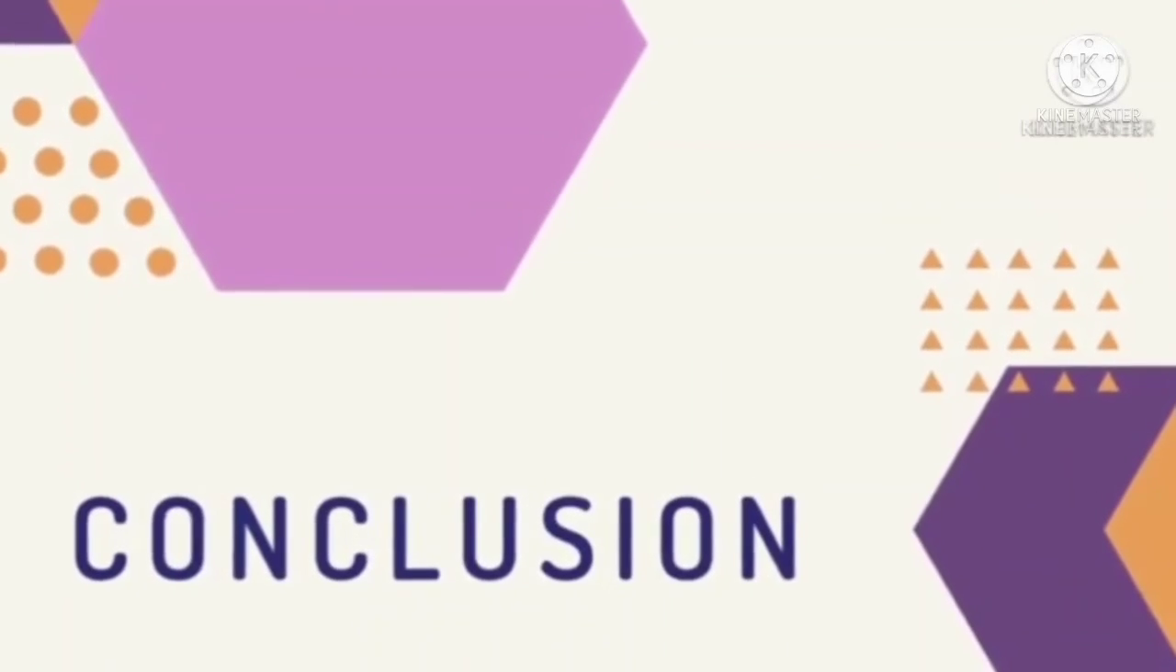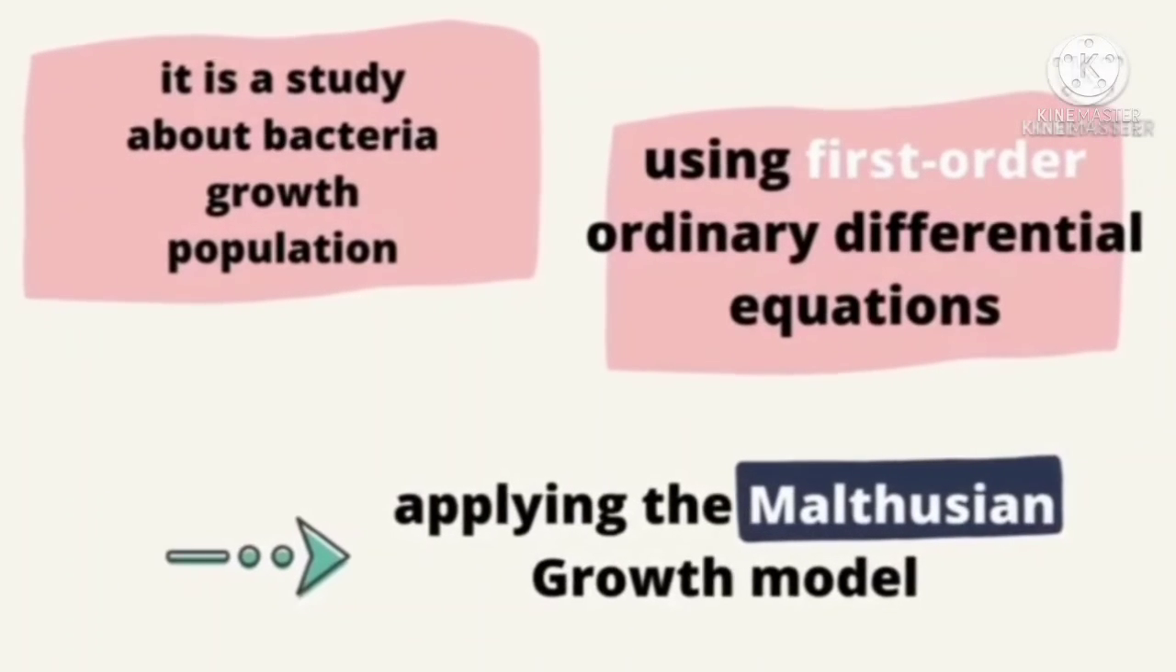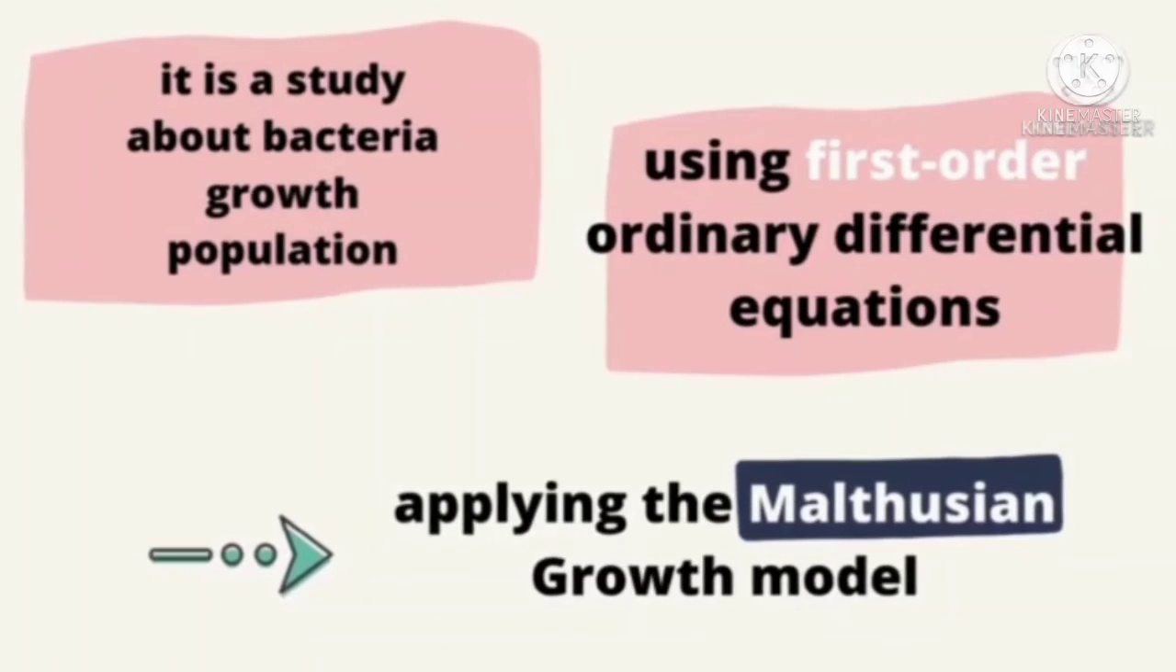We move to the conclusion. Basically, it is a study about bacteria growth population. We are using the concept of first order ordinary differential equation, which is one of the topics we study in the math method class. So generally, in our project, we apply the Malthusian growth model.